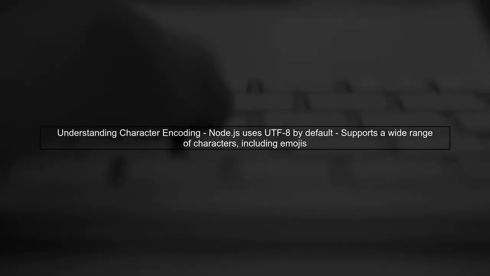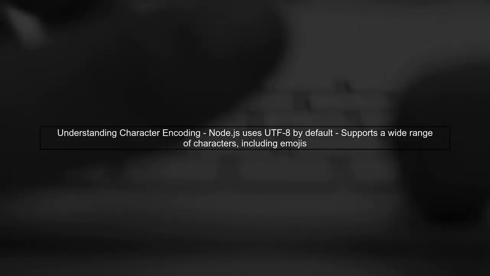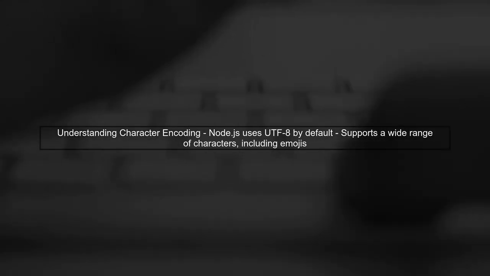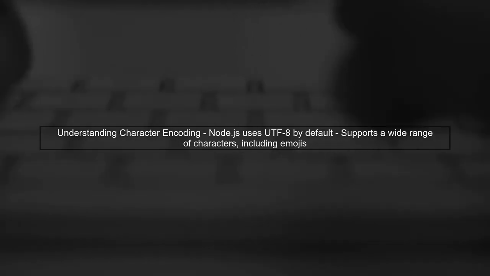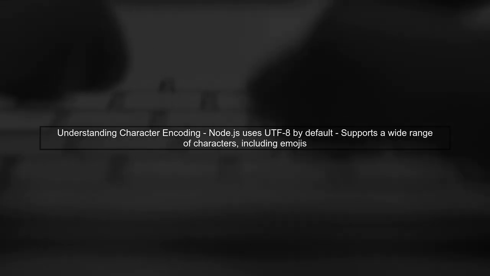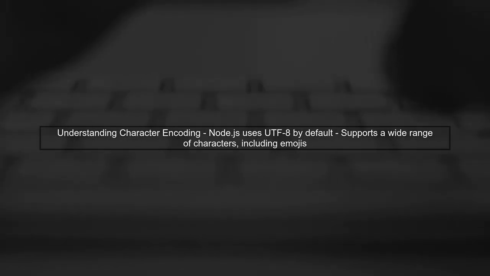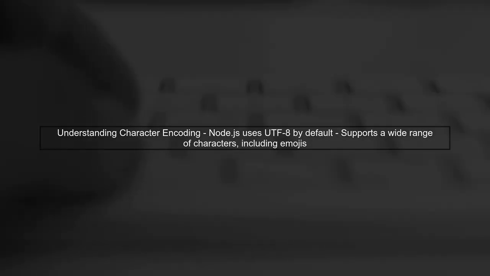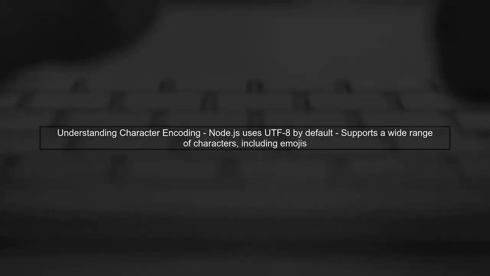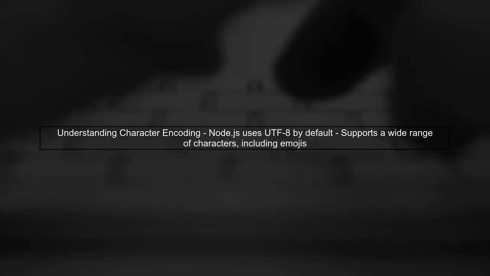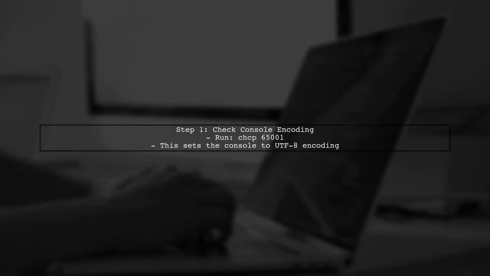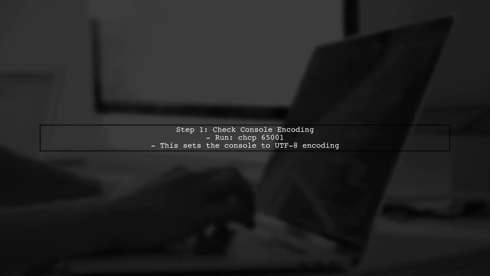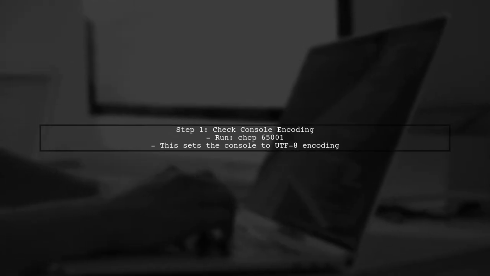To output emojis correctly in Node.js on Windows, we need to understand how Node.js handles character encoding. By default, Node.js uses UTF-8 encoding, which supports a wide range of characters, including emojis. First, let's ensure that your console supports UTF-8 encoding. You can do this by running a simple command in your PowerShell or command prompt.